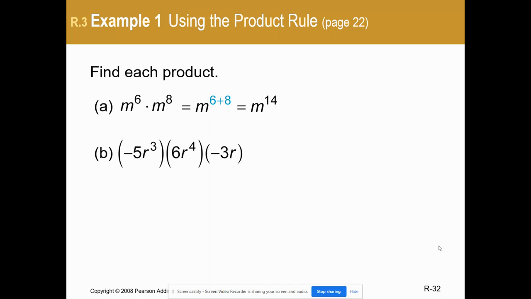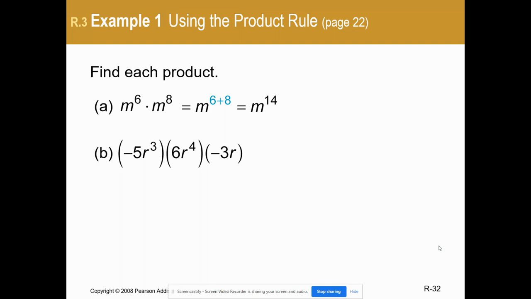In this example, we have coefficients and we have variables. We also have exponents. So you have to decide, do the exponents belong to just the variable, or do they also belong to the coefficient? The 3 only belongs to the r, not the -5. The 4 only belongs to the r, not the 6.